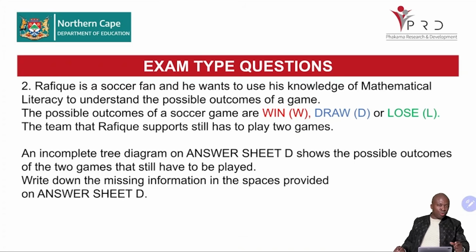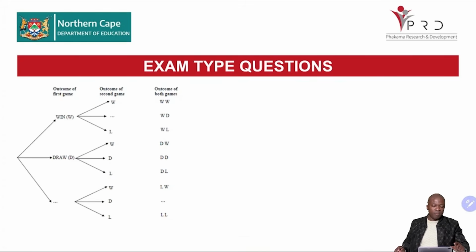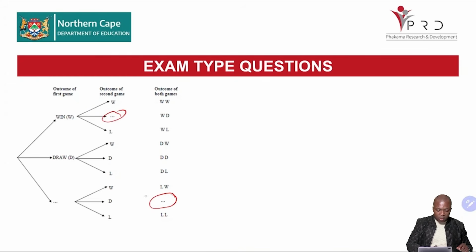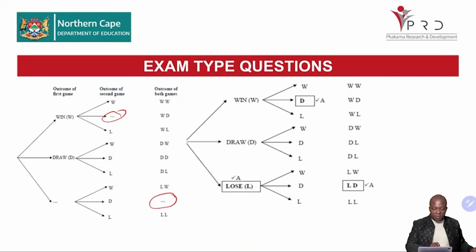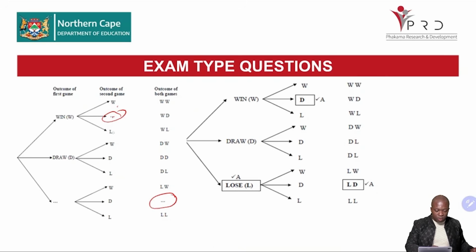Then the examiner has drawn the tree diagram, but it's just that it's not complete. So the examiner is saying, you must write down the missing information from the places. So do you realize that here is empty space? And there is also another empty space. You must figure it out. And for you to do that, you just look at the pattern, how it goes. Can you see it's win? So it must be draw, lose, because there's win, draw, lose, win, draw, lose. Do you see that? So this one is a draw, and that one is a lose, draw.